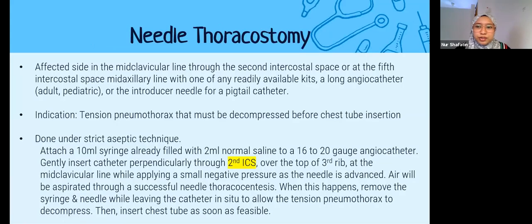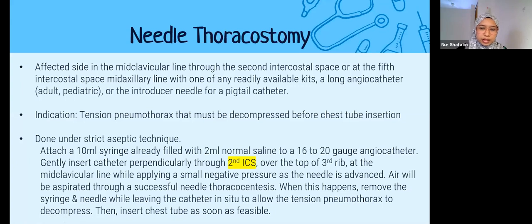Okay, other than tube thoracostomy, there is a needle thoracostomy. We perform it on the affected side in the mid-clavicular line through the second intercostal space, or at the fifth intercostal space mid-axillary line, with any readily available kit, whether a long angio catheter or the introducer needle for a pigtail catheter. So needle thoracostomy is indicated in tension pneumothorax that must be decompressed before chest tube insertion.